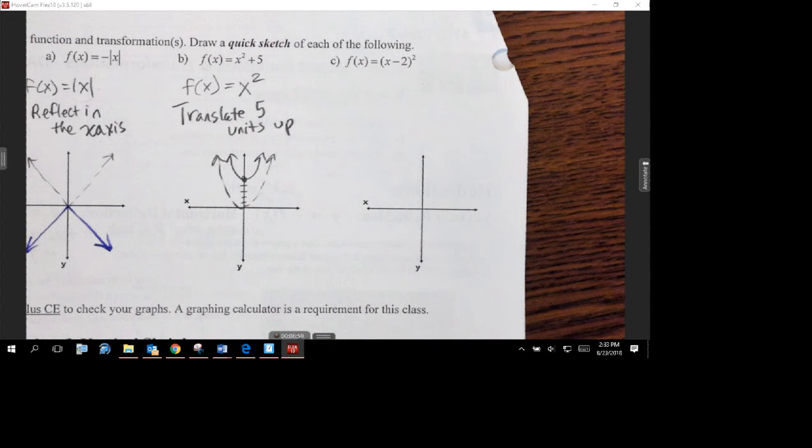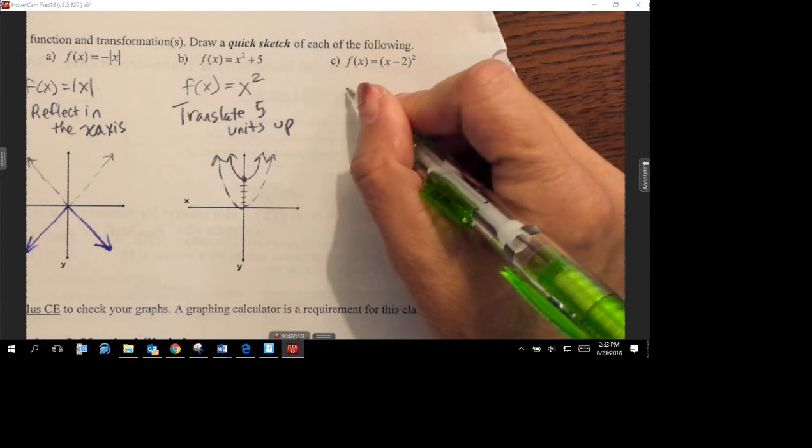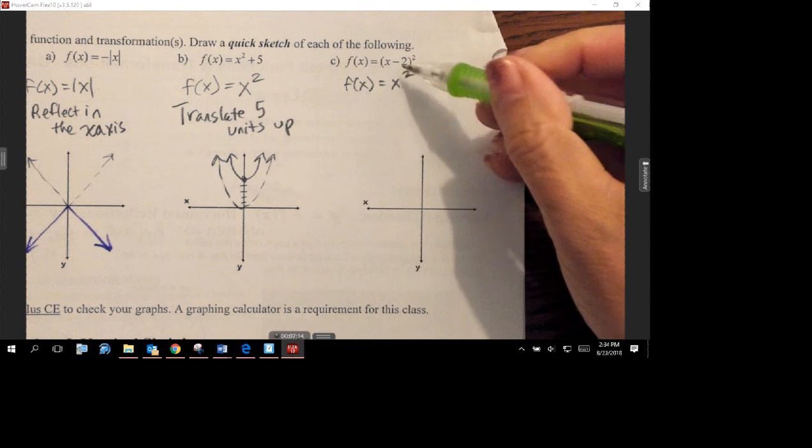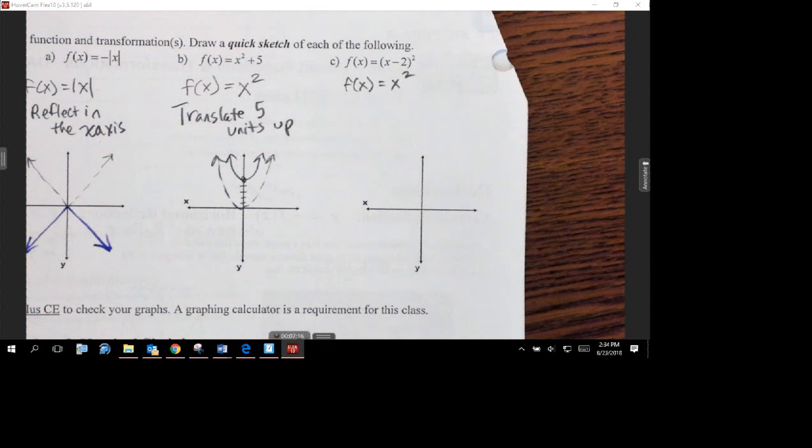Then the third one, which family? What's the family name? Quadratic, Mr. and Mrs. Quadratic, right? And that means we write our parent function as f of x equals x squared. Then we see, is that minus 2 inside of the squared part? Yes. So it's going to be horizontal because it's on the inside.